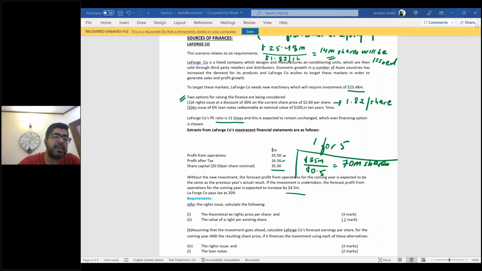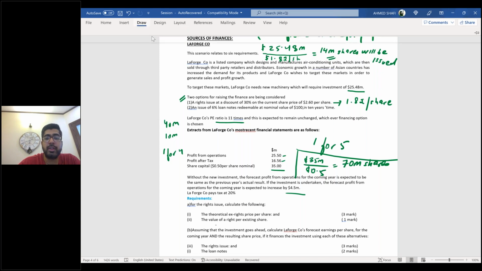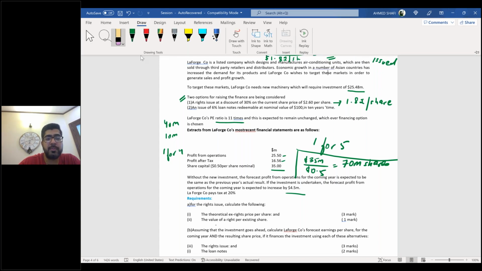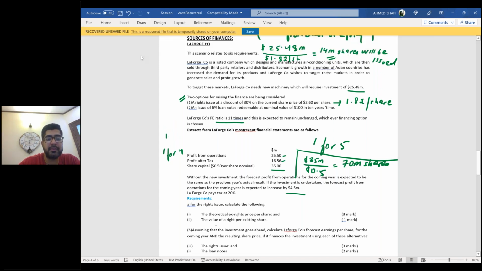Because you see, for example, the company has 40 million shares and you plan to issue 10 million new shares in a right issue. So 10 million out of 40 million you are issuing, it's 1 for 4, right? Similarly, if 70 million are the shares and the company plans to issue 14 million shares, it becomes 1 for 5.